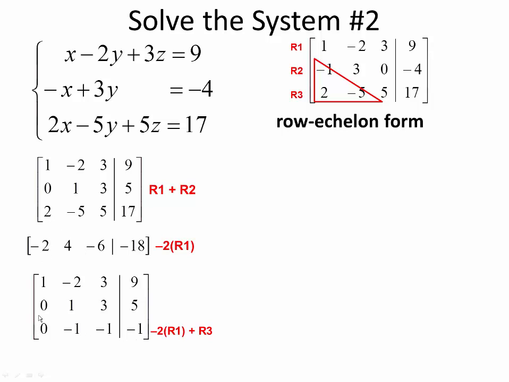Now I've got 2 zeros here, and all these have changed, right? 2 plus a negative 2 is 0. Negative 5 plus 4 is negative 1. 5 plus negative 6 is negative 1. And 17 plus a negative 18 is negative 1.